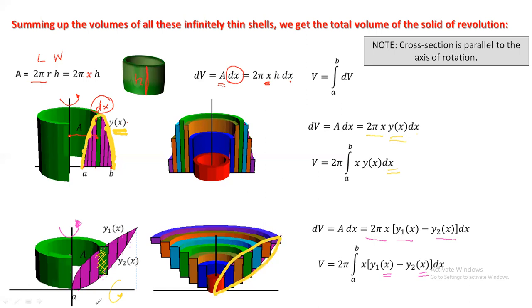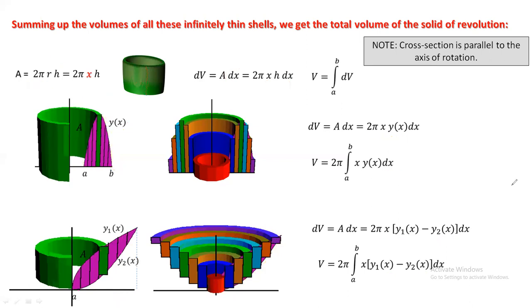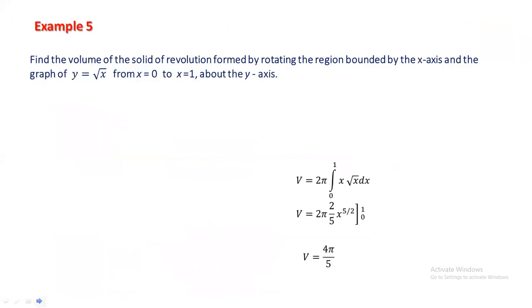That's it. So these are the different shells you'll be forming if the cross sections that you have will be rotated on the y-axis. Any question? Okay, so let me clear my markings. Proceed. Okay, so let's go now to a specific example.